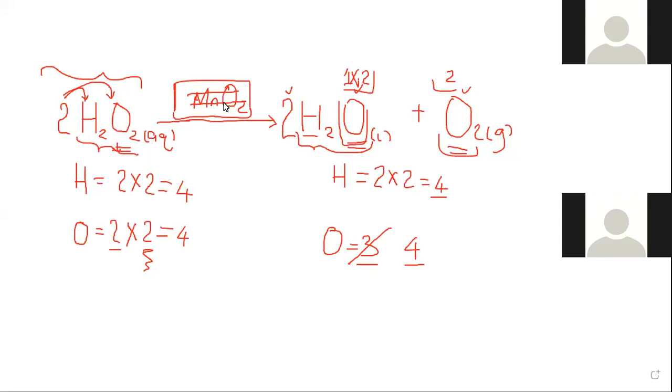Hope I've answered that. That's why all catalysts that you will consider in O-Level, you put on top of the arrow, meaning that they are not taking part in the chemical reaction. They are only making the reaction take place faster. Hope I've answered your question, Esther. Next, Angel. I see 6 hands raised.